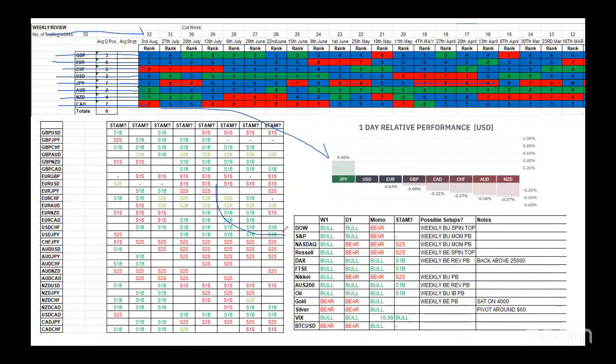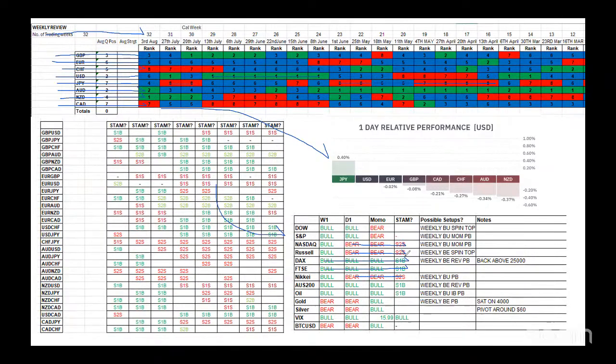When I looked at the indices and commodities, what it's showing me is still, even though the price action was kind of interesting at the end of the week, which we'll look at, NASDAQ still remains in a tactical short, as does the Russell. DAX has got itself back into a happy place with a strategic buy, as has the FTSE, but we'll look at that in a moment.